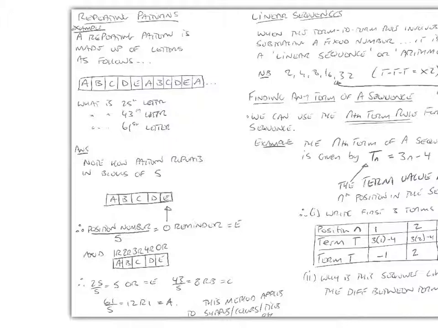So let's look at an approach now to solve repeating patterns. We have, for example, a repeating pattern here made up of letters as follows: A, B, C, D, E, A, B, C, D, E, A, and we're assuming that goes on, A, B, C, D, E again. So what we actually have here is a pattern that repeats in blocks of 5. The question we're asked is, what would the 25th letter be way out here, and the 43rd and the 61st? What would those letters be?